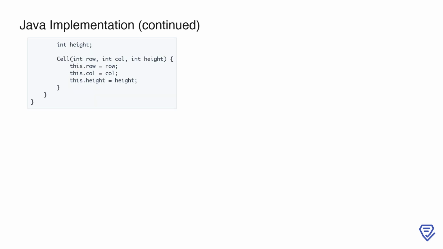Finally, we define the Cell class, which is a helper class to represent each cell in the height map. This class has 3 fields: row, col, and height to store the cell's position and its height value. The constructor initializes these fields when a new Cell object is created. By encapsulating the cell data in this class, we can easily manage and compare cells in the priority queue.